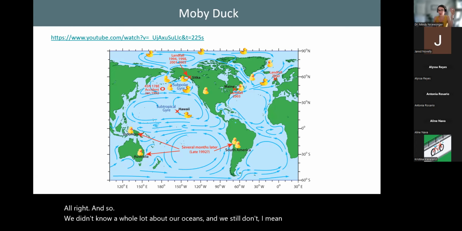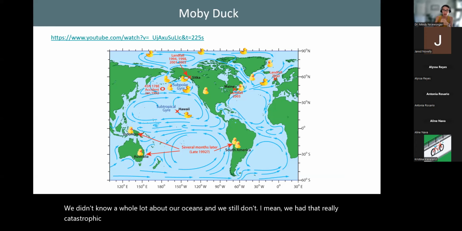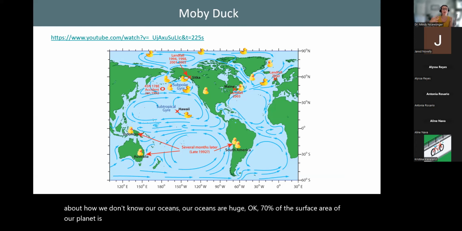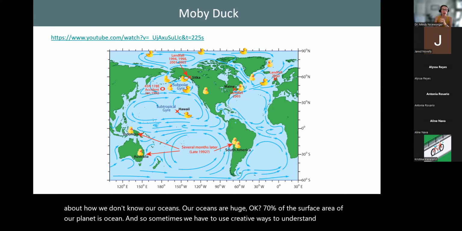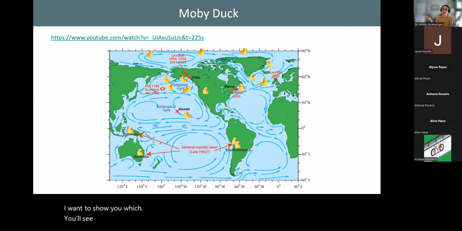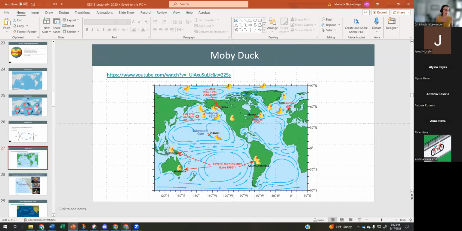All right. And so we didn't know a whole lot about our oceans, and we still don't. I mean, we had that really catastrophic event recently with the little submersible that went missing, and we talk a lot about how we don't know our oceans. Our oceans are huge. Okay, 70% of the surface area of our planet is ocean, and so sometimes we have to use creative ways to understand some of the interesting features of our ocean. And so I have this cute little video here I want to show you, which you'll see deals with accidents that have led us to understand how our oceans circulate, which is pretty cool. So we'll watch this video here.